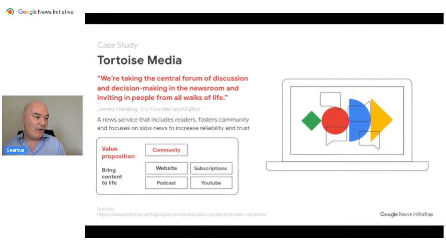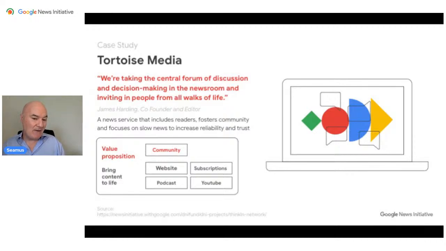So the first example we can give here is Tortoise Media. This is the so-called slow news site founded by James Harding. He's an ex-editor of The Times, ex-director of news and current affairs at the BBC, very well known now, Tortoise Media. And what they've really focused on: community and interactions through technology, choice, intelligence, and networking.